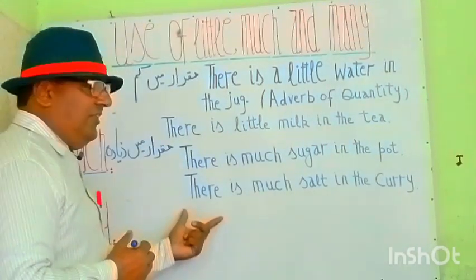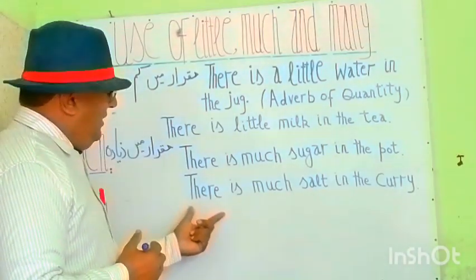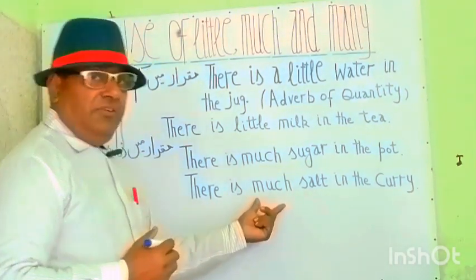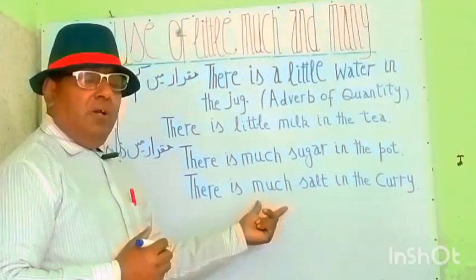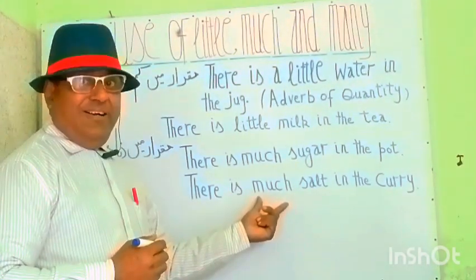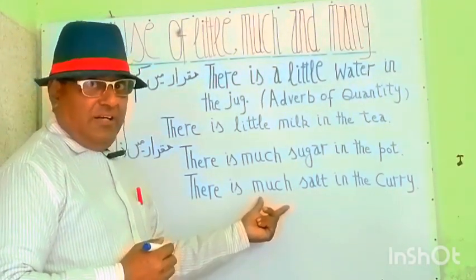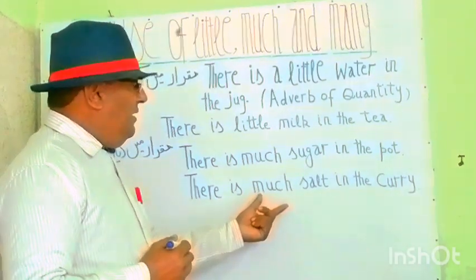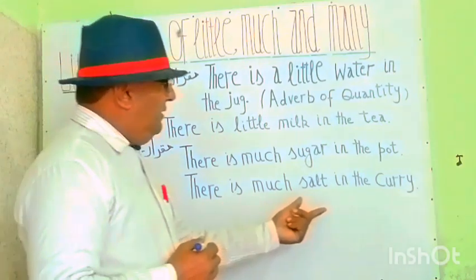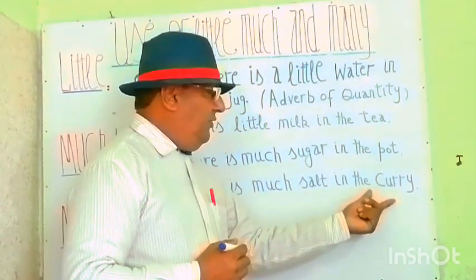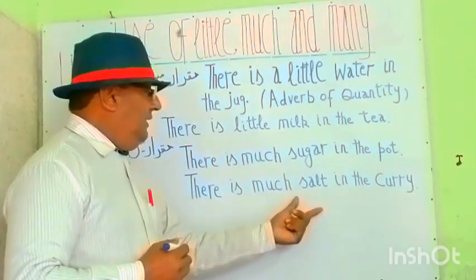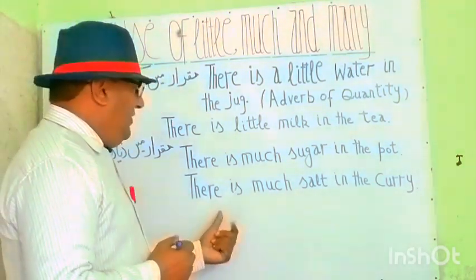You see my students again. There is an adverb of place. It is a helping verb. Much. यहाँ पे जो है ये एडजेक्टिव ऑफ क्वांटिटी है. मिकदार को जाहिर करता है. There is much salt. Salt नमक को कहा जाता है. And in the curry, ये जो है in preposition है, the curry object. There is much salt in the curry. सालन में नमक ज़्यादा है.